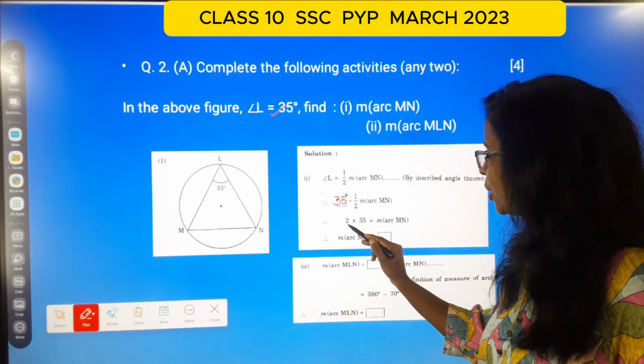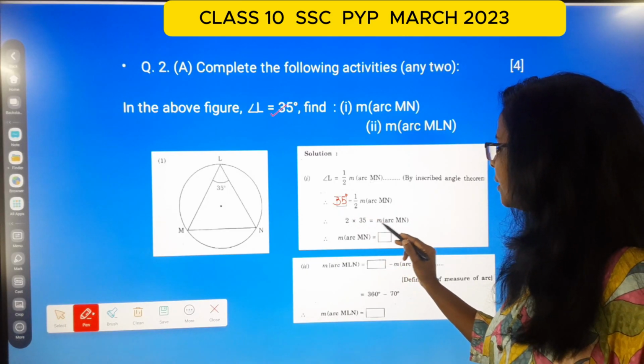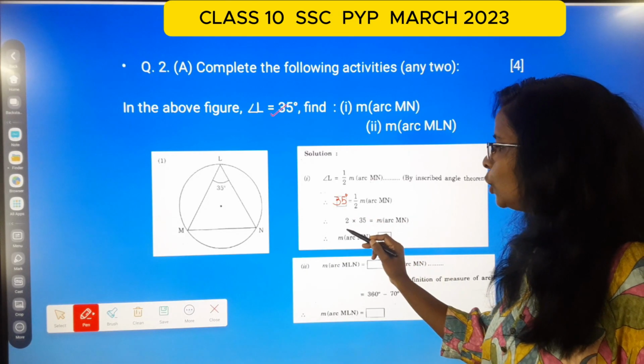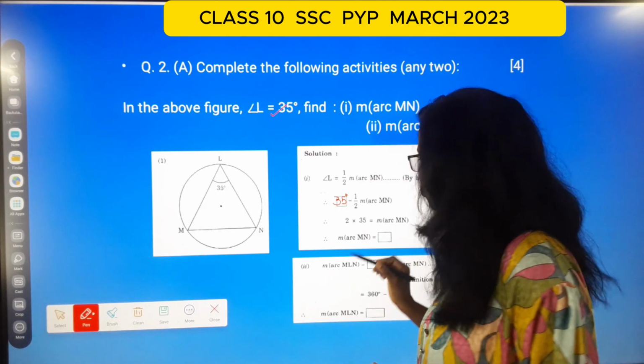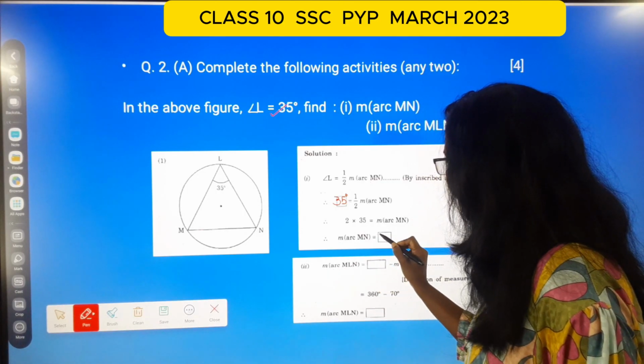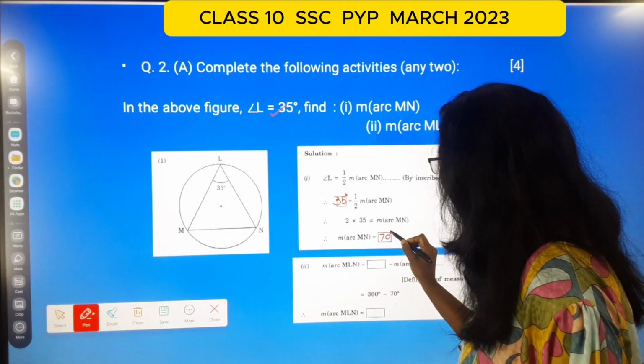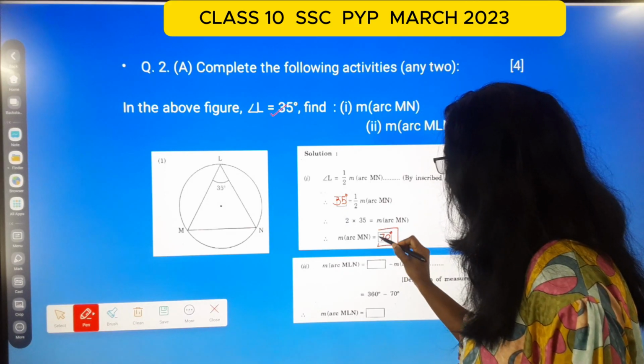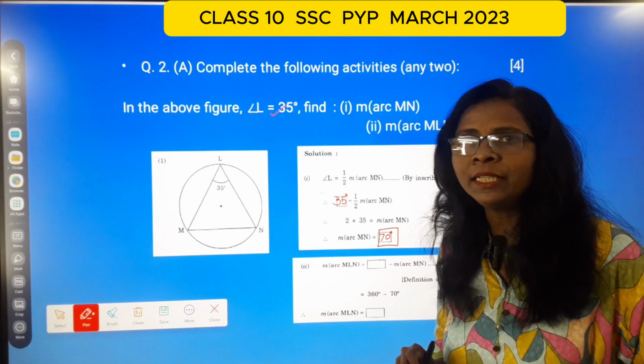So now cross multiplication: 2 multiplied by 35 is equal to major arc MN. 2 multiplied by 35 is equal to 70. So major arc MN is equal to 70 degrees. Okay students, in this box we write 70 degrees.